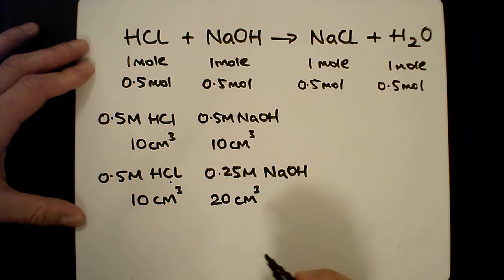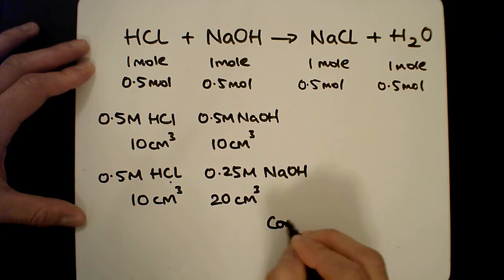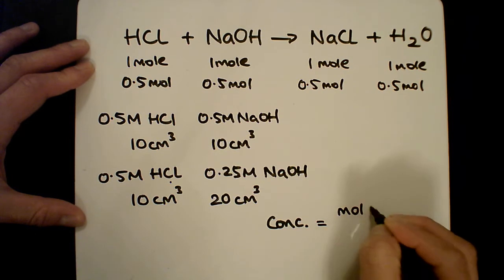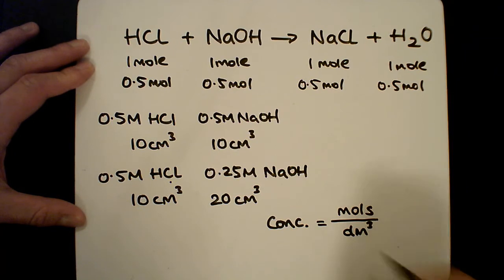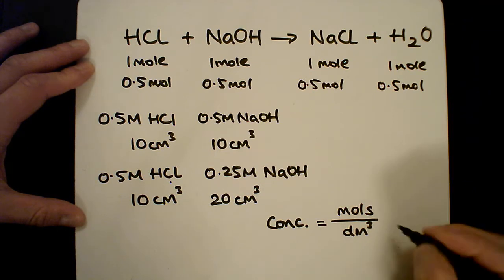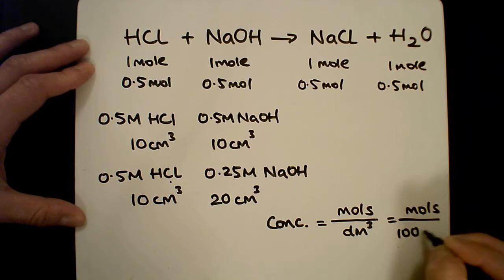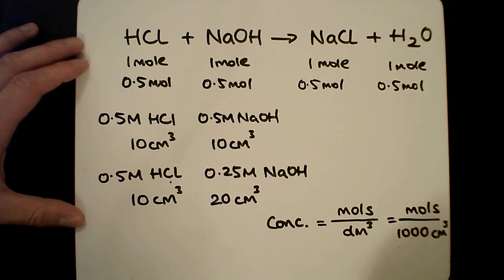And just to remind you of our formula: the concentration of a solution equals the number of moles over decimeter cubed. 1 decimeter cubed is the same as 1 liter, which is also the same as 1,000 centimeters cubed. Because 1 liter or 1 decimeter cubed is equal to 1,000 centimeters cubed.